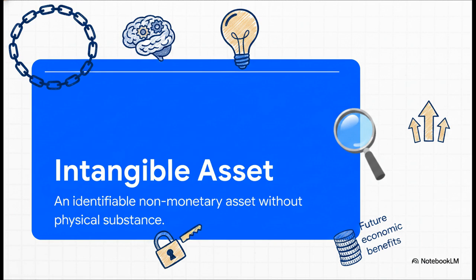First, it has to be an asset, a resource controlled by the entity because of past events from which future economic benefits are expected. But the real gatekeepers here are identifiable and control. To be identifiable, the asset has to either be capable of being separated and sold off from the entity, or it has to arise from strict legal or contractual rights. And control? Well, that means you have the absolute power to obtain the economic benefits and, crucially, restrict others from accessing them. If you can't restrict others, you simply do not have control.